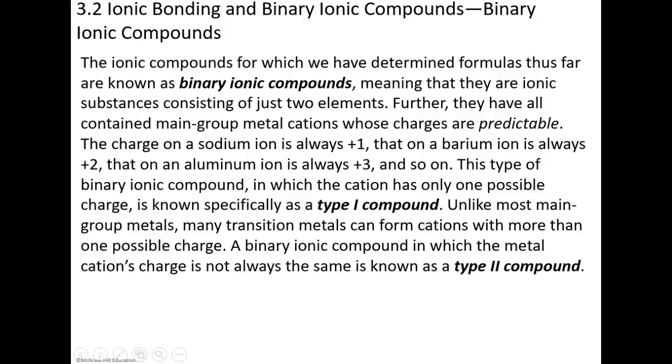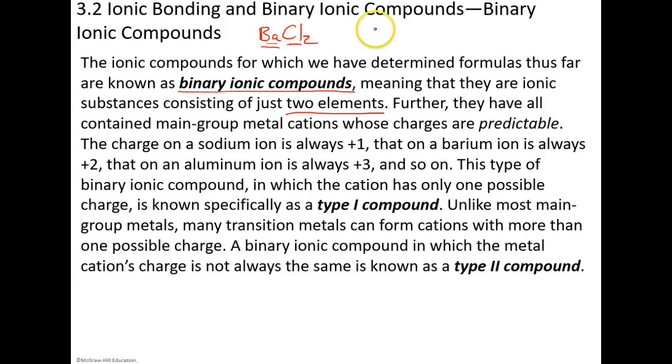Okay, so the remainder of section 3.2 now just talks more about how to organize these. All right, we're going to first start with what's called binary ionic compounds. These are compounds that just have two different elements in the compound, like barium chloride. We have two different elements, a barium and a chlorine. Don't worry about the fact that we have two chlorines.